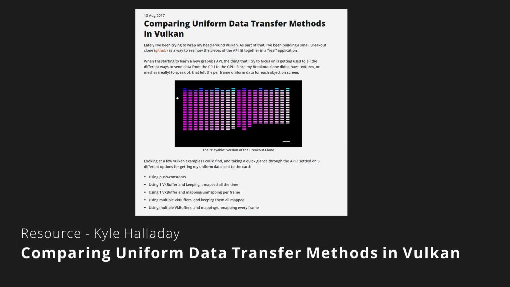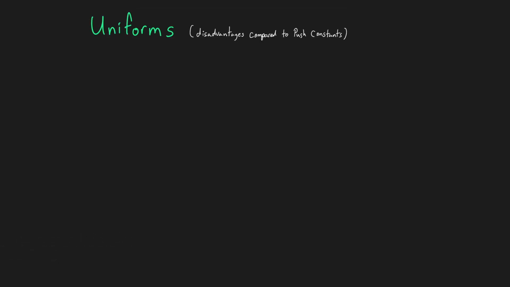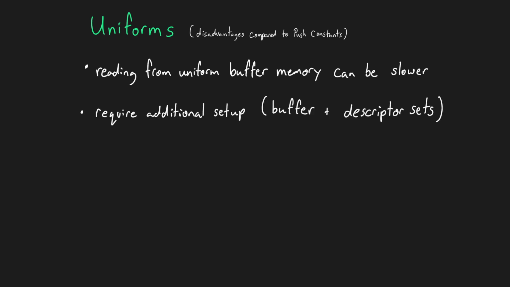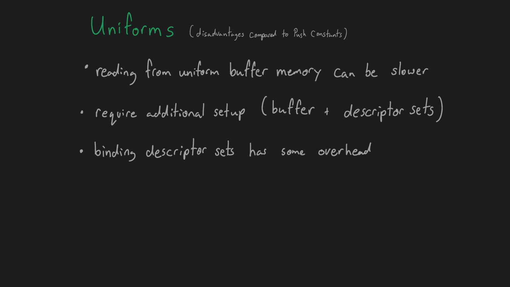But uniform buffers are not strictly better than push constants, though. Reading from uniform buffer memory can be slightly slower, they require additional setup on our end, and require binding before a draw call is made, which can also introduce additional overhead.